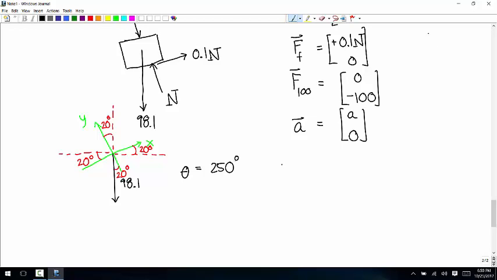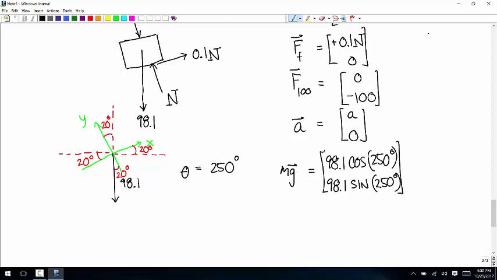And so the weight force, I'll call it the mg vector, is equal to 98.1 times the cosine of 250, 98.1 times the sine of 250. And can someone calculate? Oh, I have that here. That's negative 33.55, negative 92.18.